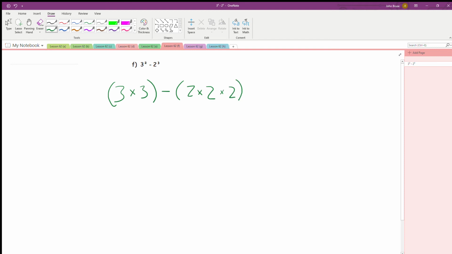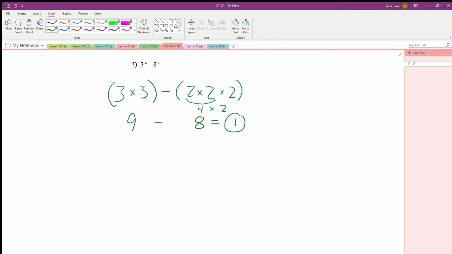Well, 3 times 3 is easy. That's 9. And we're going to subtract it from 2 times 2 times 2. So let's do 2 times 2. Let's do this part first. That's 4. And then we can multiply that times 2, which gives me 8. So 9 minus 8 equals 1. That one wasn't too bad.